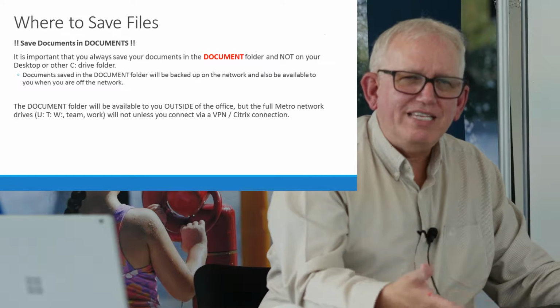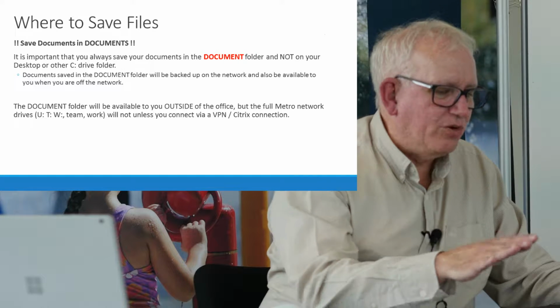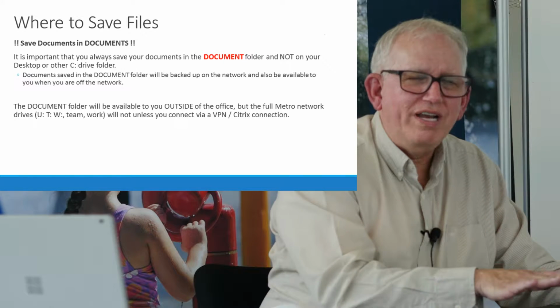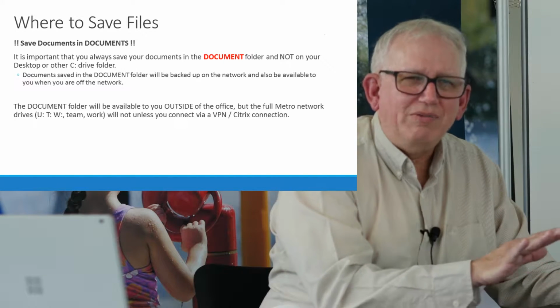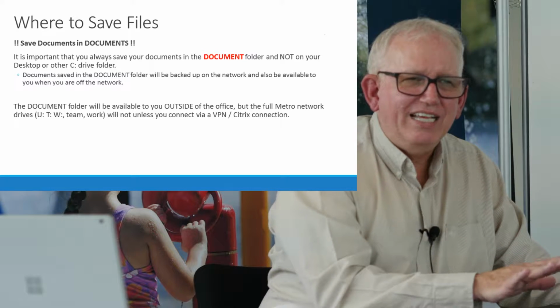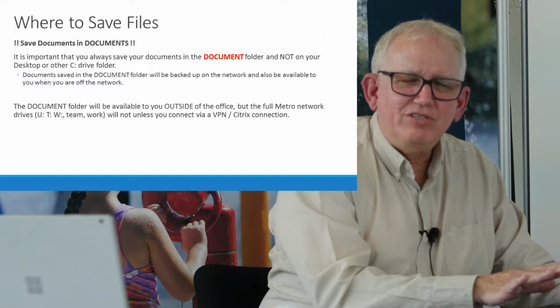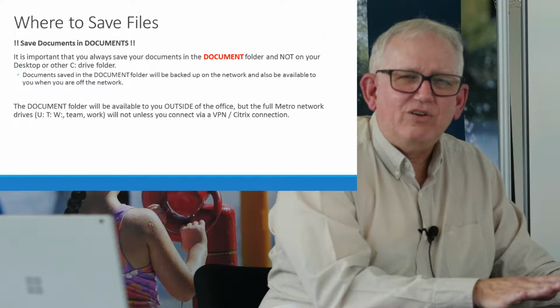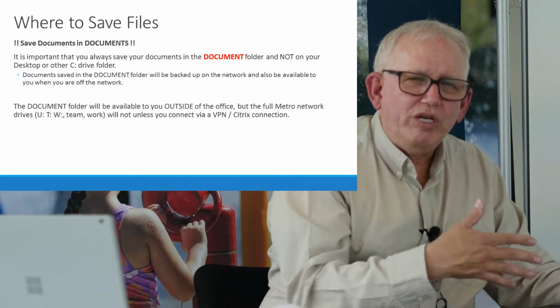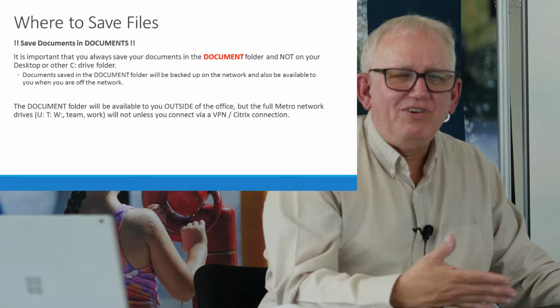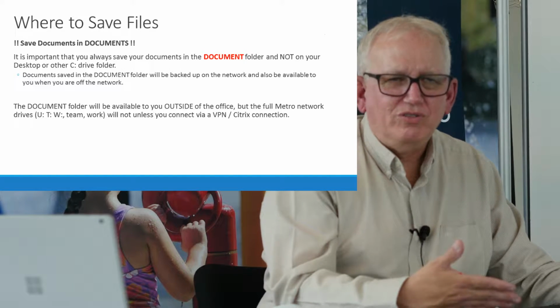If you put it on your desktop or on your C drive, and you were to lose your Surface or you were to break your Surface, you would not be able to get those files back. They could be lost completely. But by saving in Documents, the next time that you connect to the network is then going to sync them for you automatically. When you're in Word and Outlook, by default, that's where they want to go. So just go with the flow.